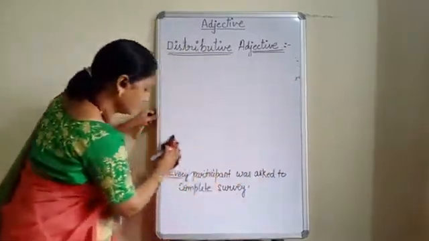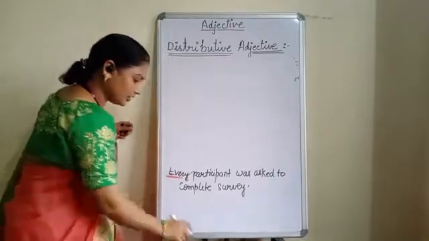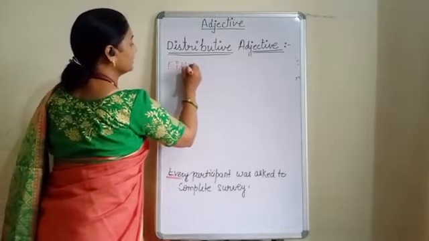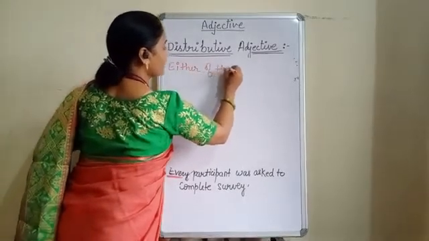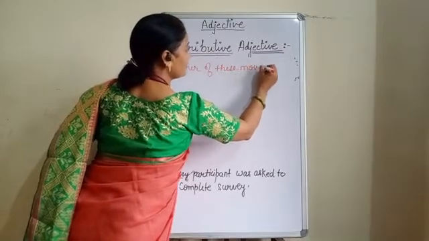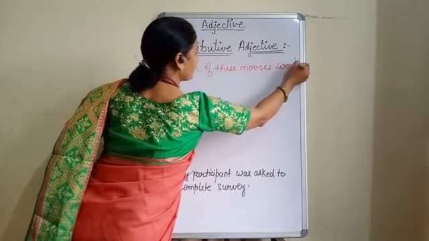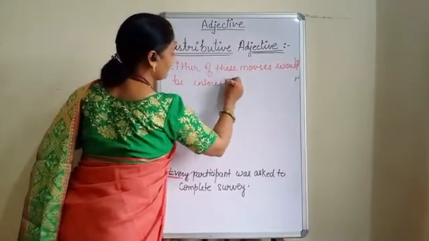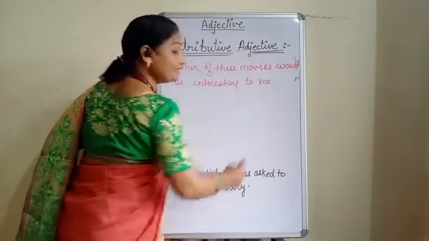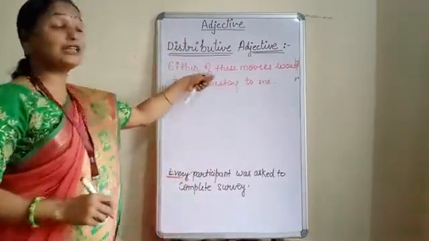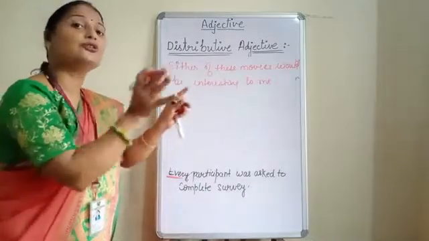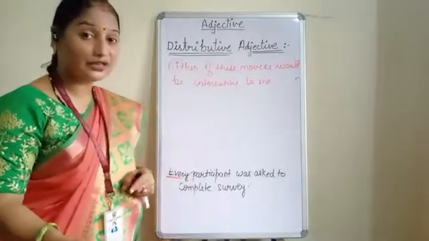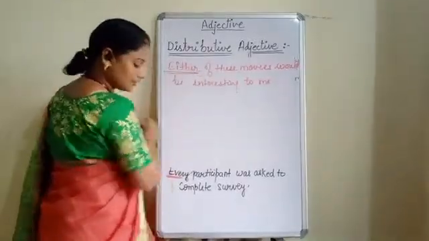I'm erasing it. Okay. Either of these movies would be interesting to me. Now from the sentence itself it is clear. Either of these movies, whatever the movies were, either of these. So again we are expressing each and every movie. So this either will be your distributive adjective.